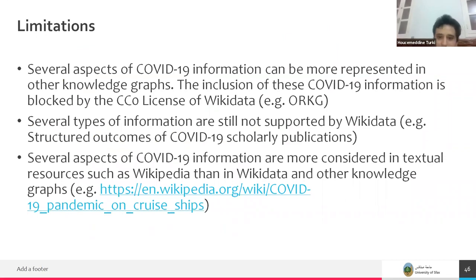Okay. Well, let's talk a little bit about the limitations here. Several aspects of COVID-19 information can be more represented in other knowledge graphs. We are talking about the Open Research Knowledge Graph that represents structured outcomes of scholarly publications, where the inclusion of this information is blocked by the CC0 license of Wikidata, as explained before. The second limitation is that several types of information are still unsupported by Wikidata. For example, the structured outcomes of COVID-19 scholarly publications. Several aspects are more considered in textual resources than in Wikidata and other knowledge graphs. For example, the COVID-19 pandemic in cruise ships or in naval ships.